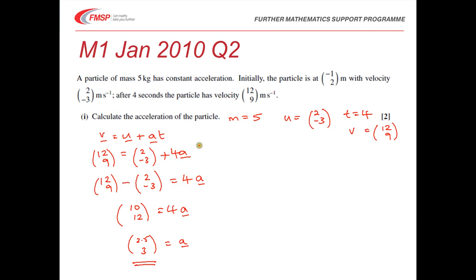So for that part of the question we had a method mark for choosing a correct equation to work with and an accuracy mark for getting the correct answer.